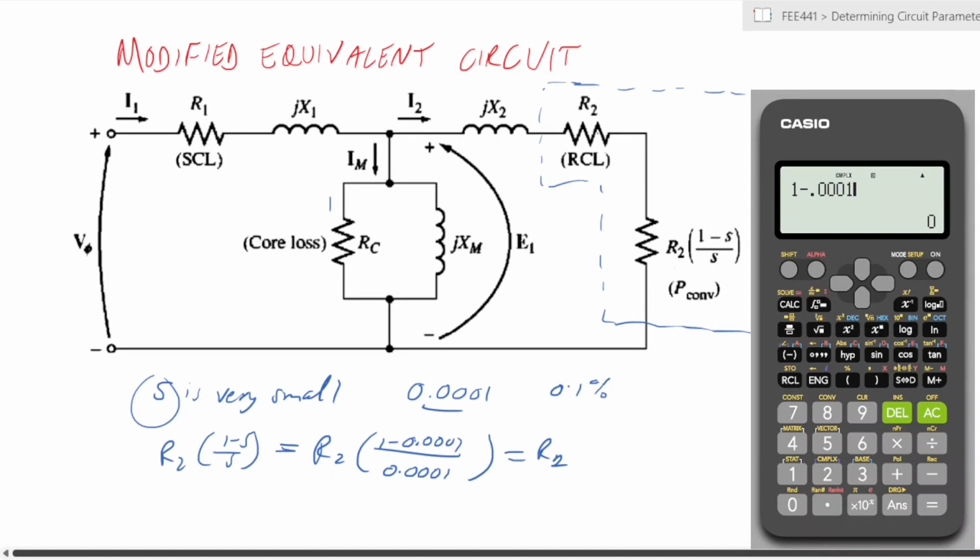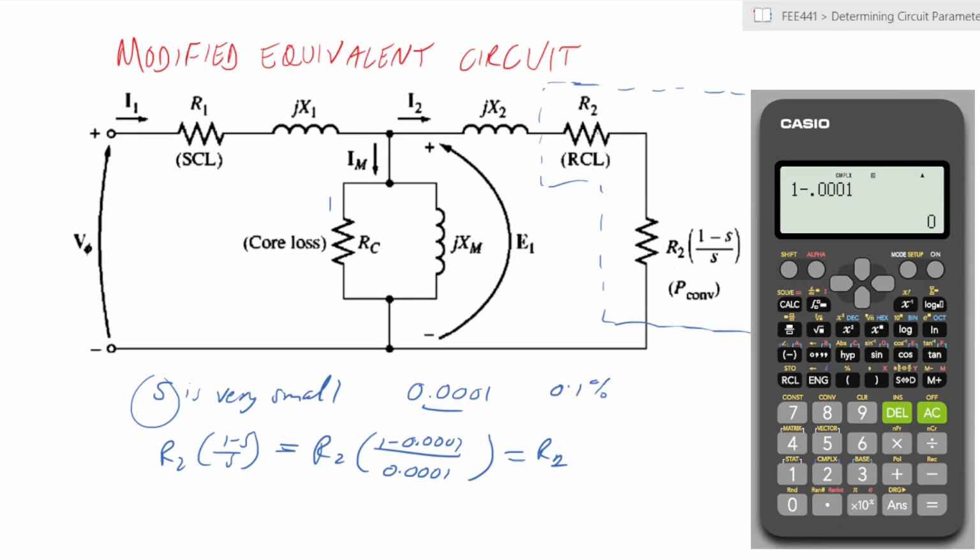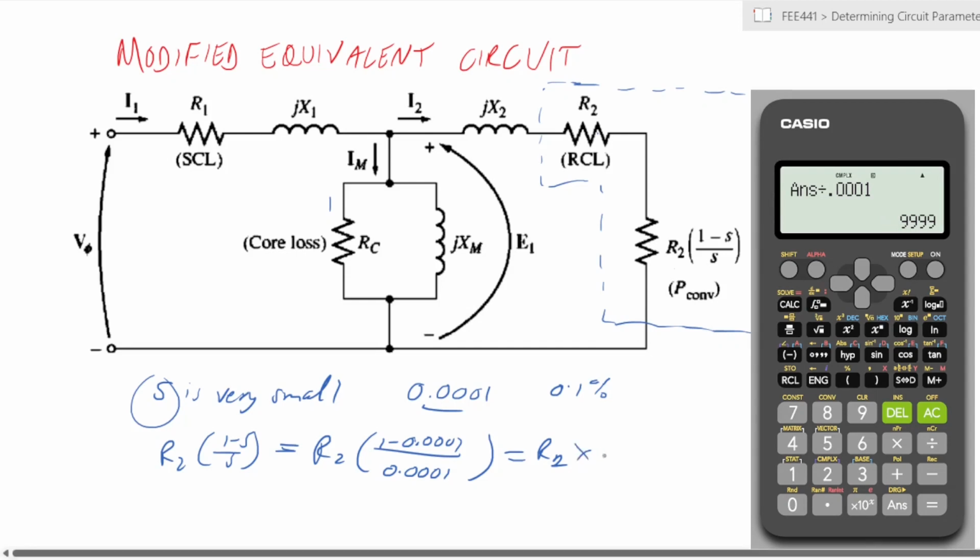Like that, 0.001 divided by 0.0001, and that gives us 9999 times R2. So this means that this element is much, much larger than the value of R2 itself when you are conducting the no load current or the no load test.